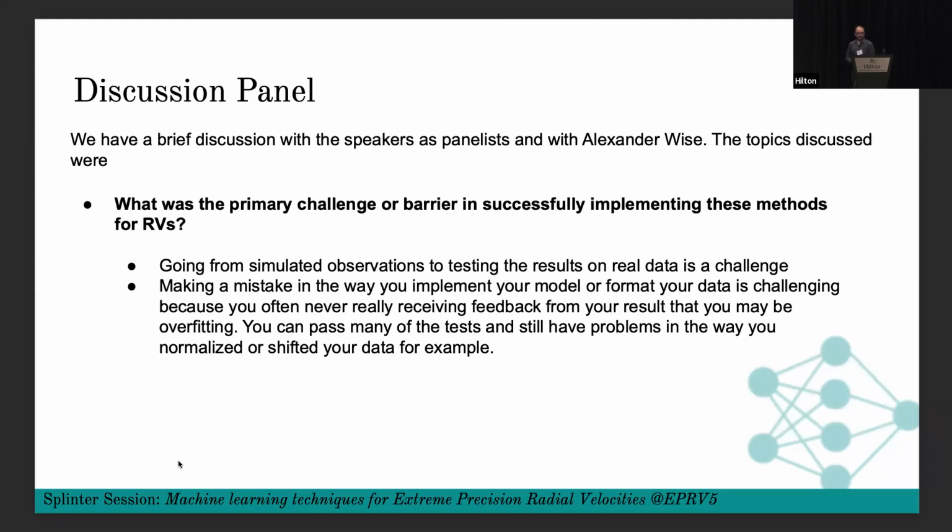The topics discussed were what was the primary challenge or barrier in successfully implementing these methods for RV, and we all agree that it is the step when we stop working with simulated data and go to real data. For the step from realistic to real, it's quite a challenge, and making a mistake in the way you implement your model or format your data is challenging because you often never really receive feedback from your results that you might be overfitting. In other words, you can make mistakes and you never notice.